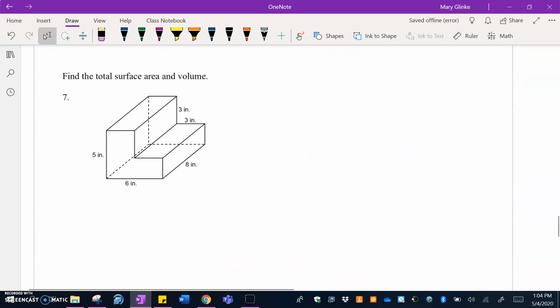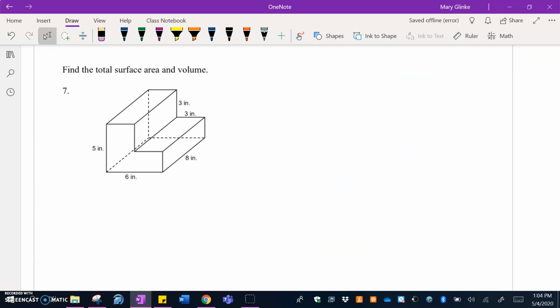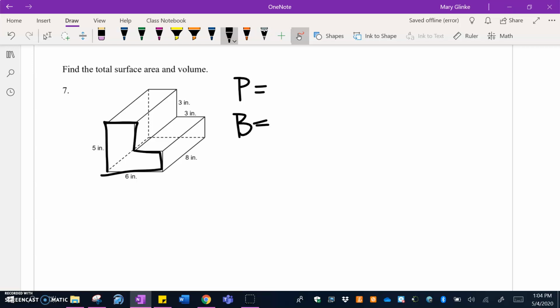Okay, for our last one, we want to find the total surface area and volume. Now this shape looks convoluted, but it's actually just a normal prism. Your base here is going to be this L shape. If we are able to find the perimeter of that L shape and the area of that L shape and the height of the prism, we can then find the surface area and volume.